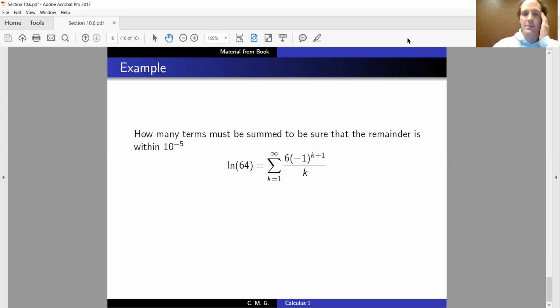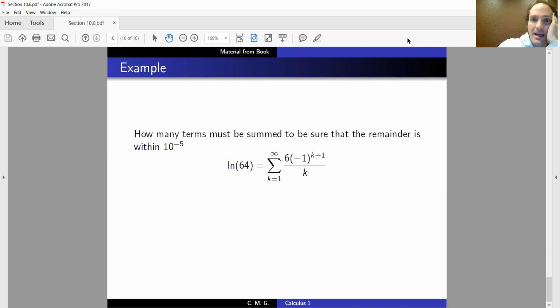So what are we looking at here? We're looking at the sum of 6 times (-1)^(k+1) over k. I want to know how many terms I need to take to ensure that this remainder is correct to 5 decimal places. So 10 to the -5 is 0.00001, and I want to be that close to the actual value of this series.